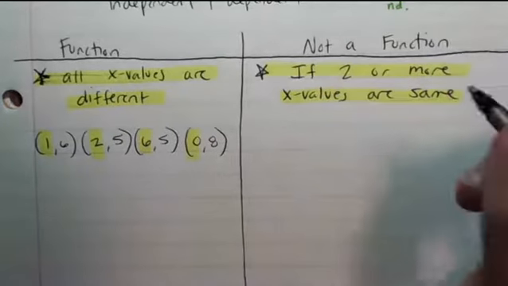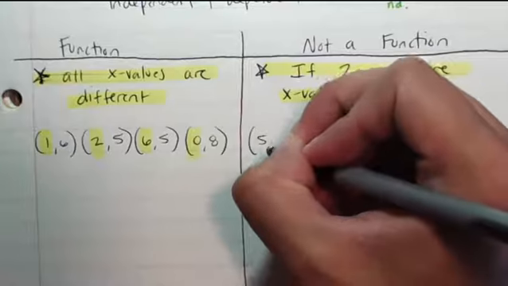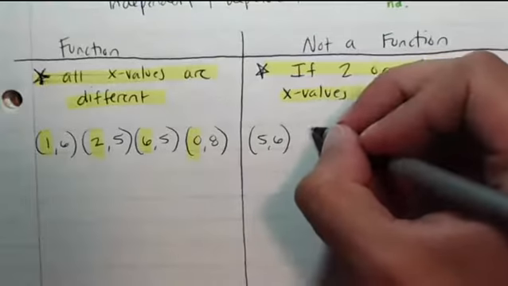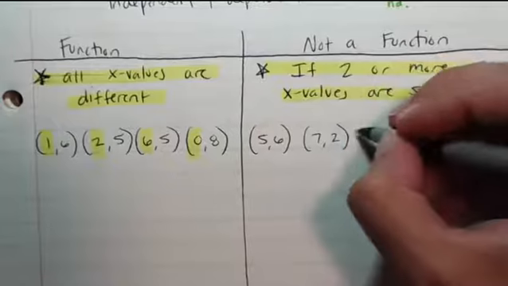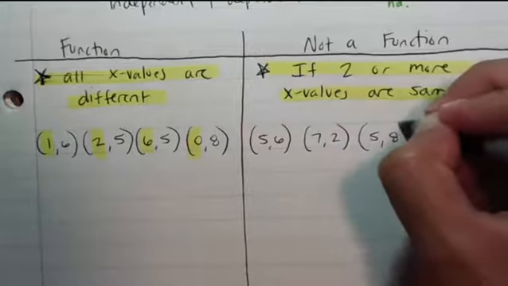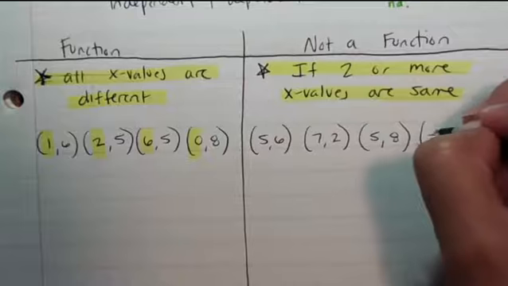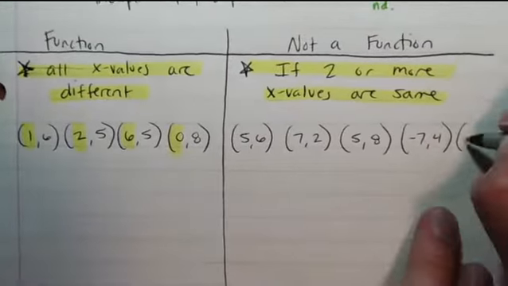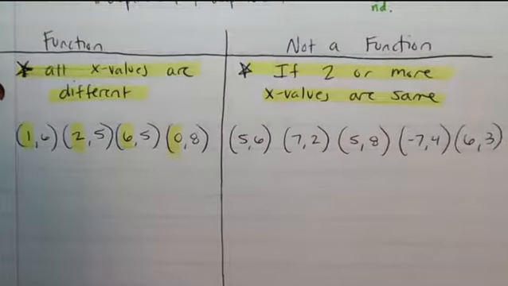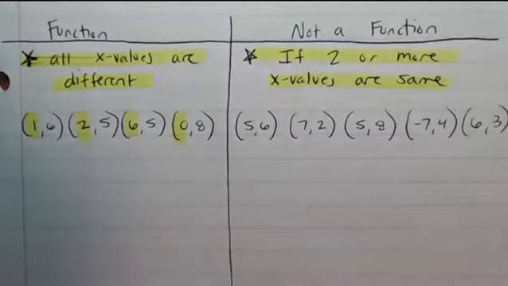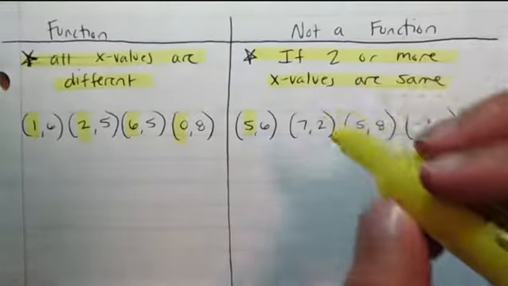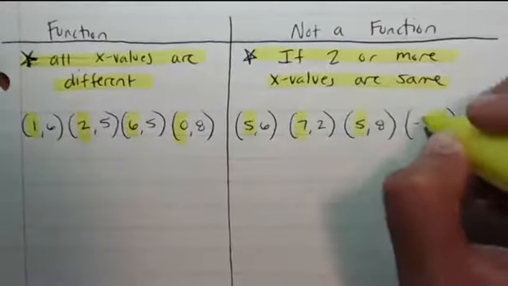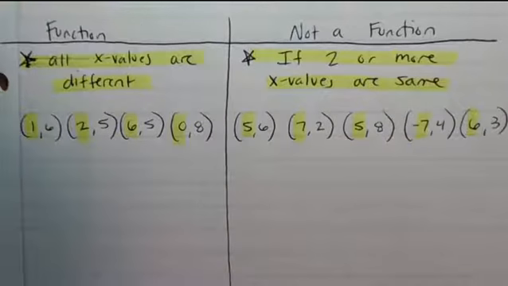So an example of a not function, let's put 5, 6, 7, 2, 5, 8, -7, 4, and 6, 3. So again, to determine if it's a function or not, all we have to do is look for the x values. So I'm going to highlight my x values or circle them. 5, 7, 5, -7, and 6.